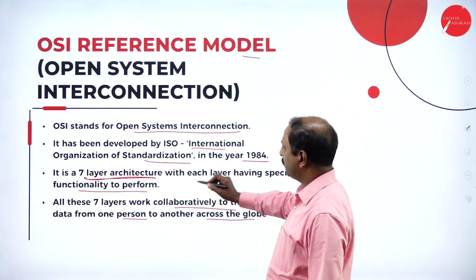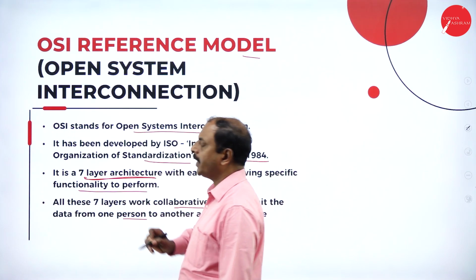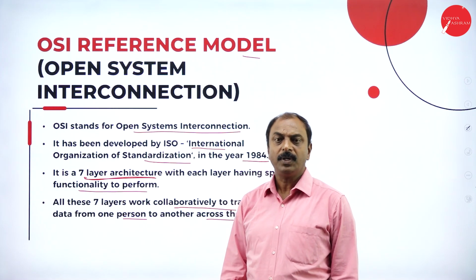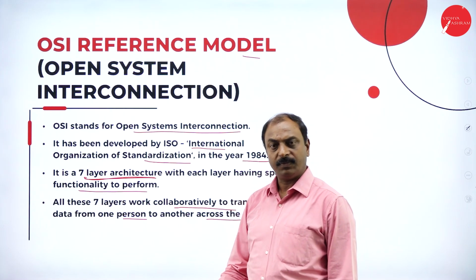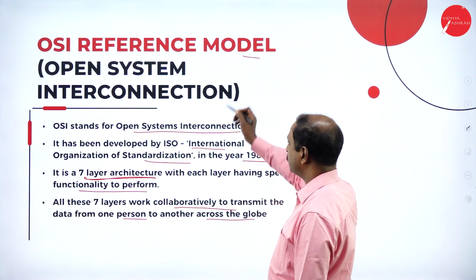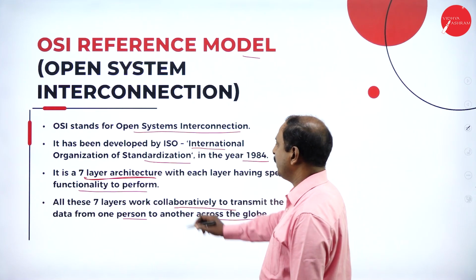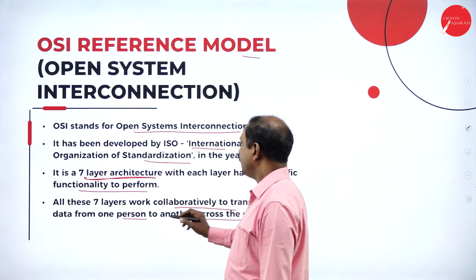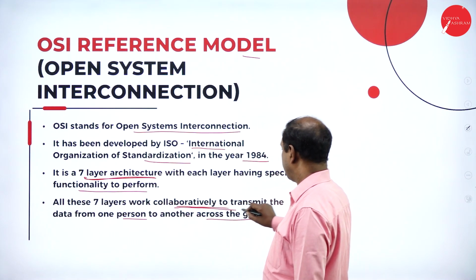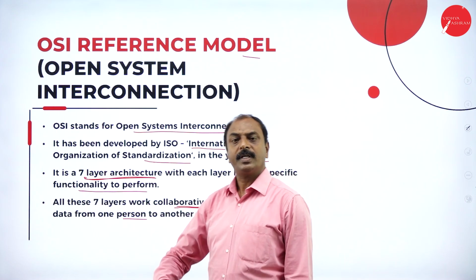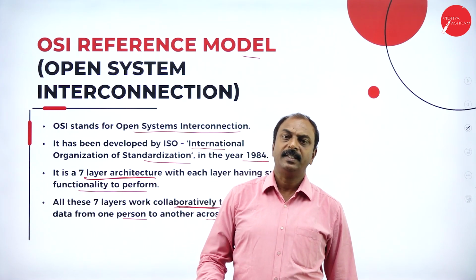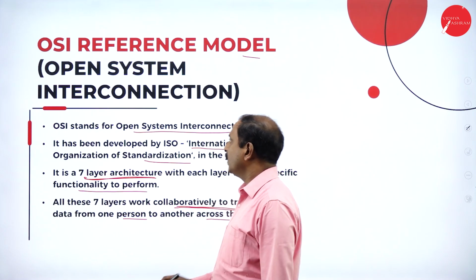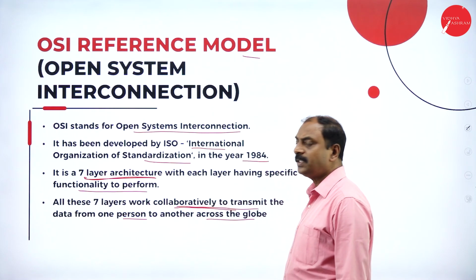This is the model through which data is communicated from one node to another node, or from sender to receiver. The OSI reference model is a 7-layer model, which means there are 7 different layers and all 7 layers work together to send the message from one computer to another in a computer network. So that is the OSI reference model.